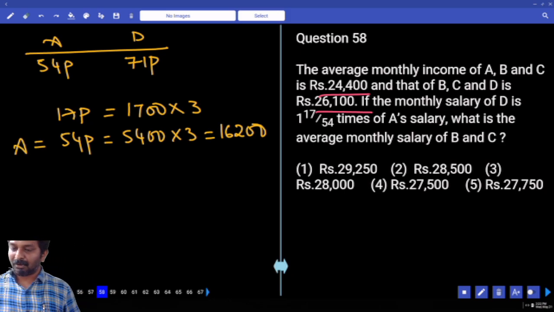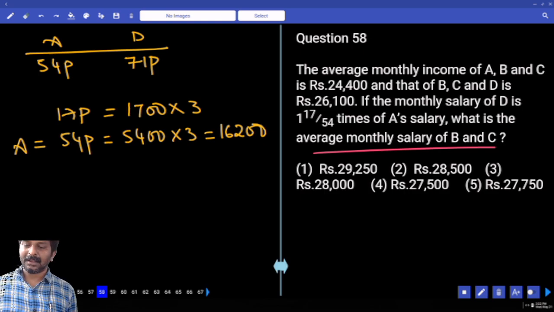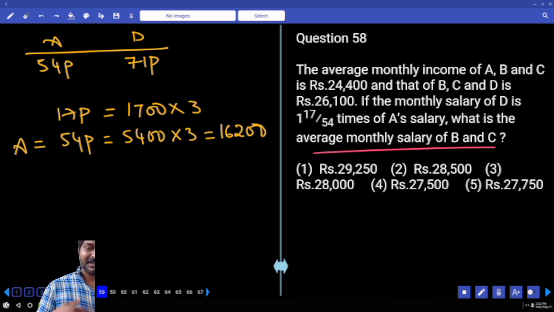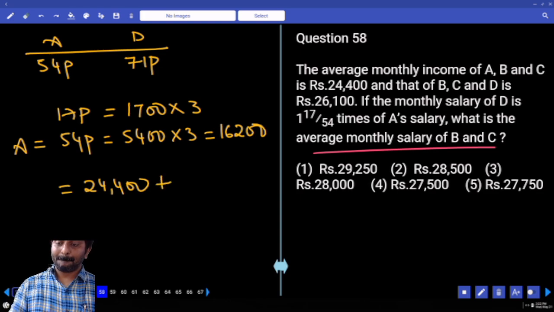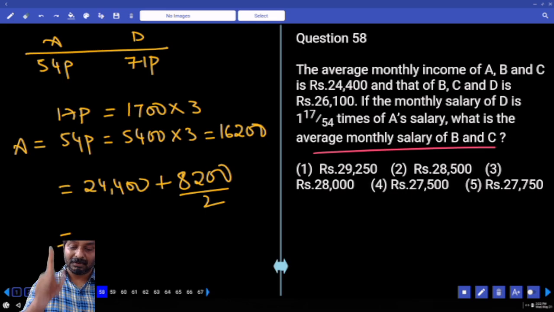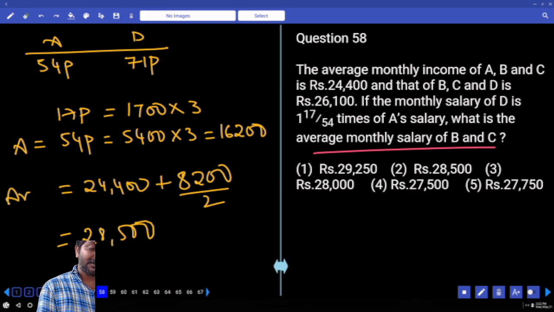But now the question is about average of BC, right? Average of BC. That is 24,400, minus the 16,200 A takes, the remaining is plus 3,800... 8,200 by 2, 4,100, 28,500. Average of BC. This is how I do actually.